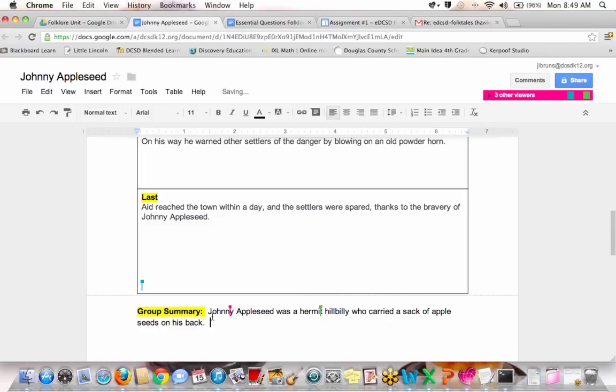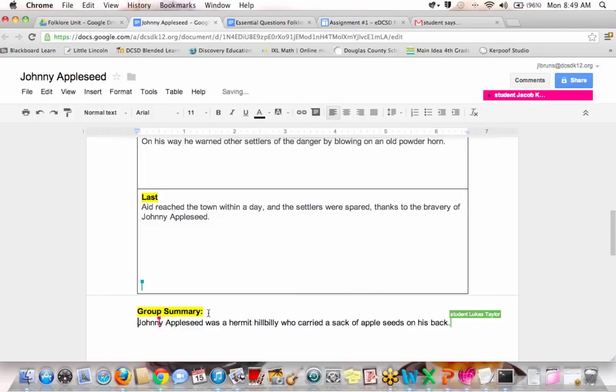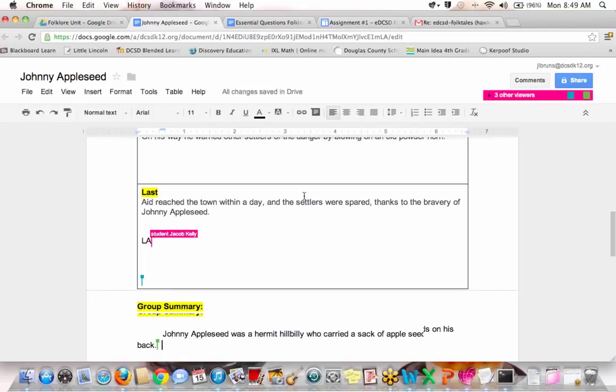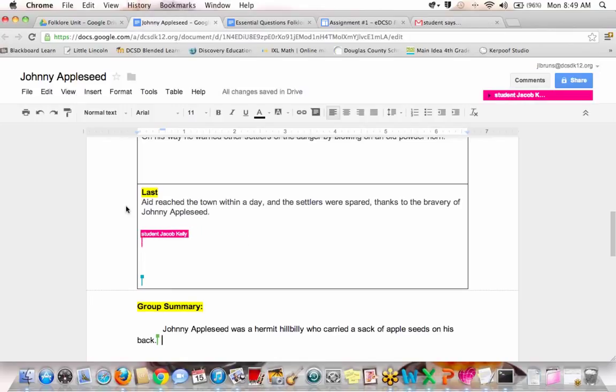Okay, so basically we told who Johnny Appleseed was. We didn't give too much away yet. This is perfect. So, Johnny Appleseed Group, I want you to leave this tab open on your computer screen because after we are done today, you guys will go back and finish this group summary.